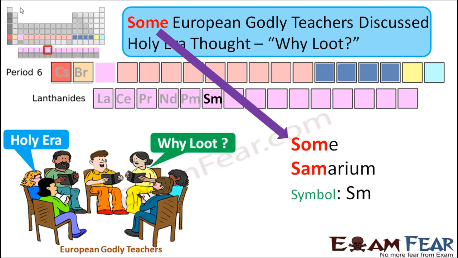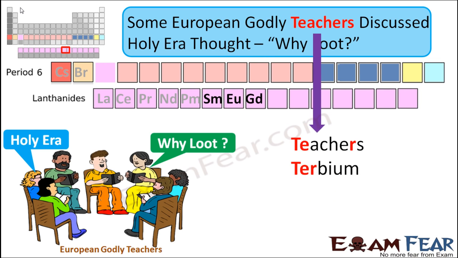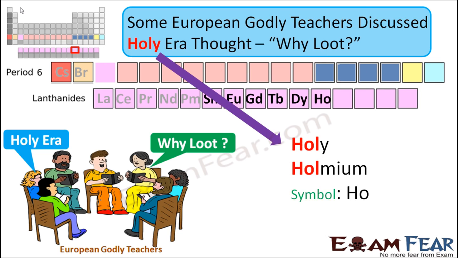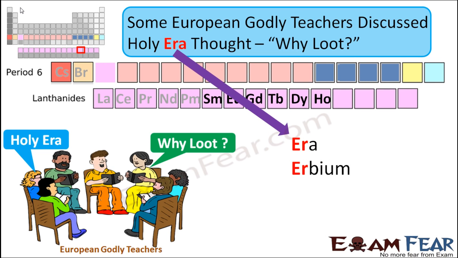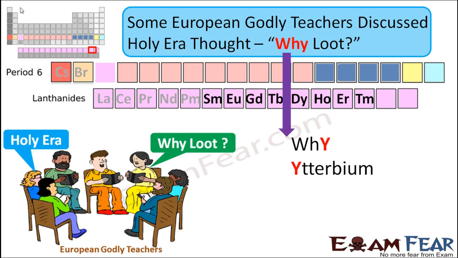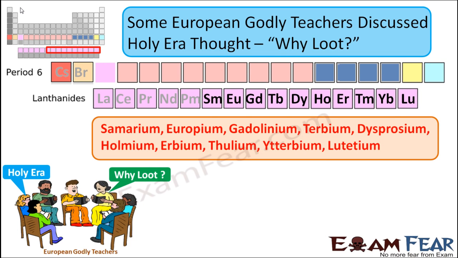So here some reminds of samarium with symbol SM, European reminds of europium, godly for gadolinium, teachers for terbium, discussed for dysprosium, holy for holmium, era for erbium, thought for thulium, Y for ytterbium with symbol YB, and loot for lutetium. So our memory tip for the next set or the final set of the lanthanide series would be: some European godly teachers discussed holy era thought, why loot?